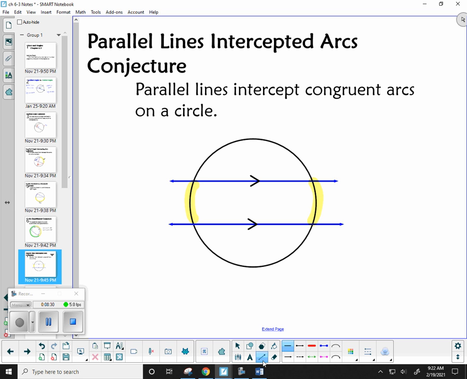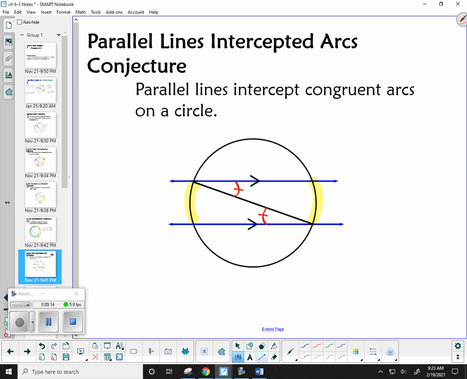So these are my parallel lines. I'm going to draw in a transversal. If I draw in a transversal, and I have parallel lines, remember that that makes all those special angle pairs. So I actually have alternate interior angles. Right? So if these 2 angles are congruent, then their intercepted arcs are going to have to be congruent as well. Because whatever this angle is, it's half of this arc. Same thing is true here. This angle has to be half of this arc. So if the angles are congruent, then my arcs are going to have to be congruent as well.